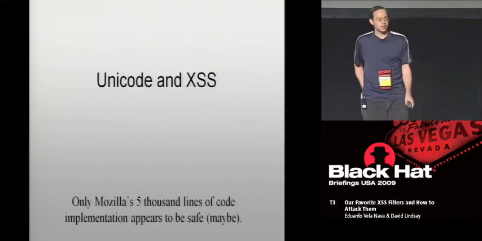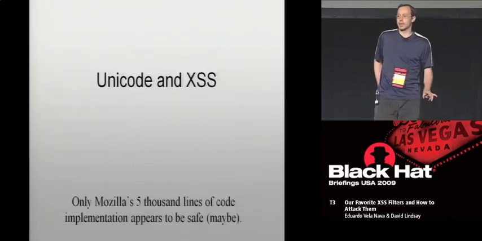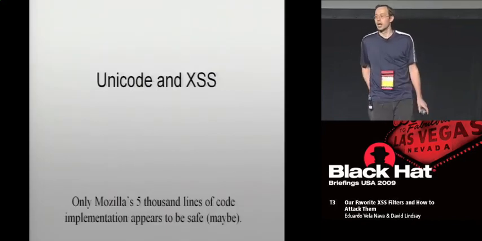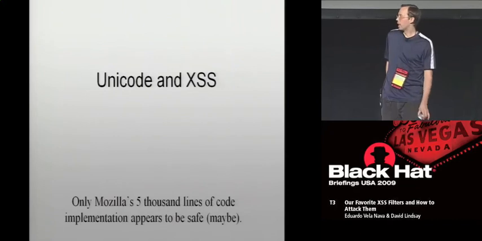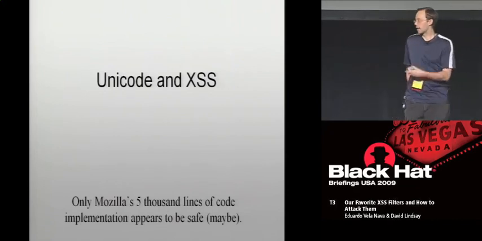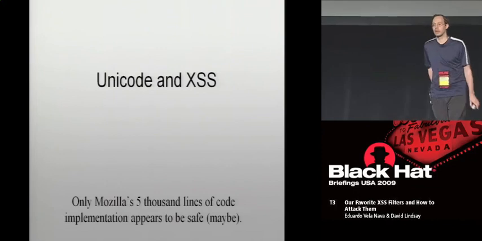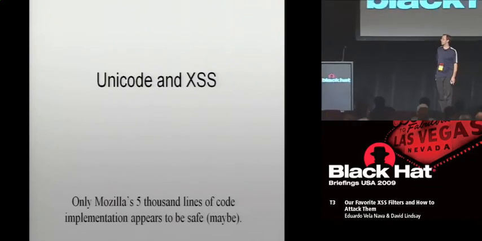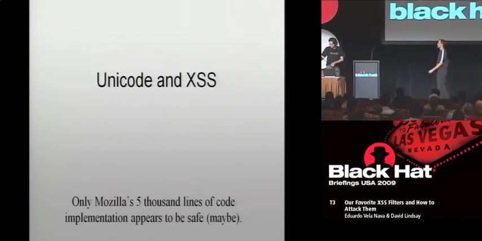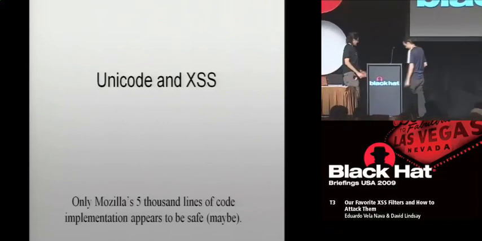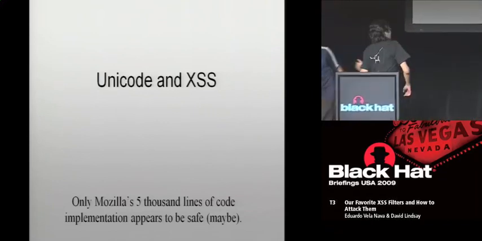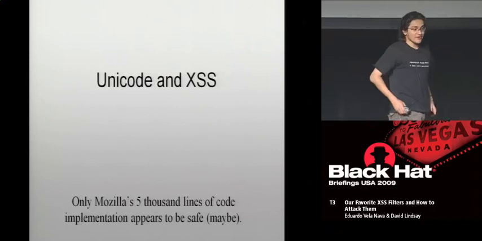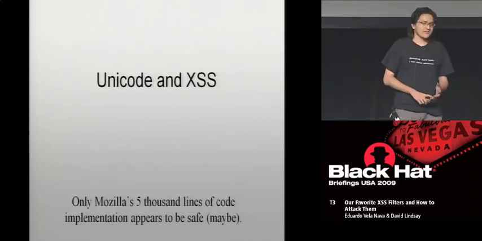Okay, so that's it for my initial portion, but there's one other background bit that we wanted to talk about, and that's some different Unicode issues. So I'm going to hand it over to Eduardo, who's going to talk about that for a few minutes, and then we'll actually get into the filters. There you go. So, Internet Explorer and PHP, Java, etc. have very interesting behavior regarding Unicode.